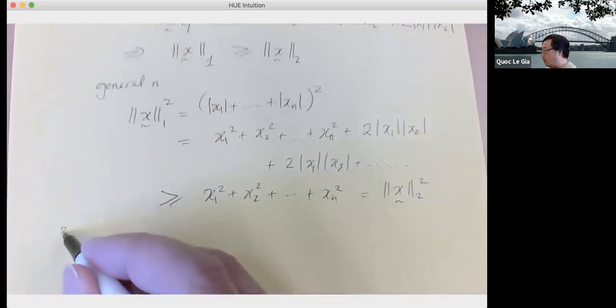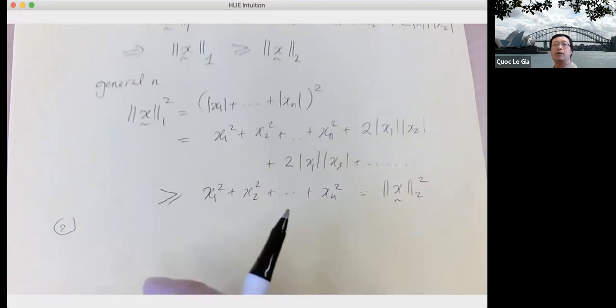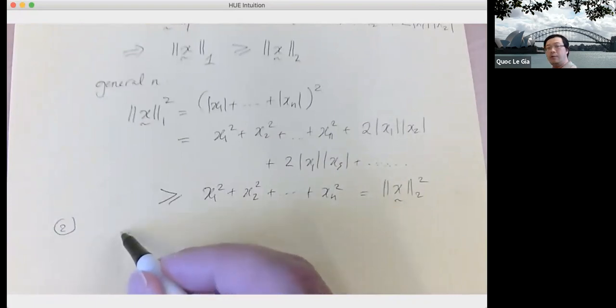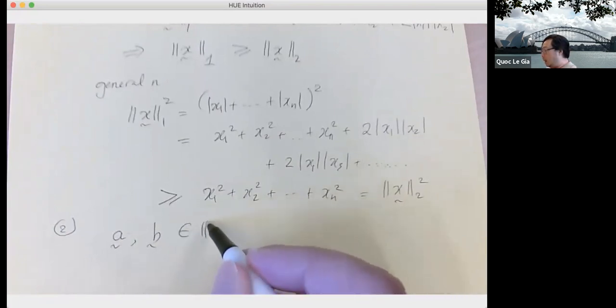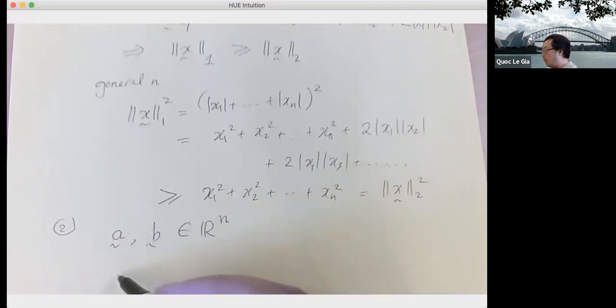Okay. So how do I do inequality 2? Maybe let me introduce you to an inequality. Maybe you've seen it before, maybe you haven't. But now let me write it down for you. First, suppose I have 2 vectors, A and B, in Rn. Then what happens if I take a dot product of the 2 vectors?